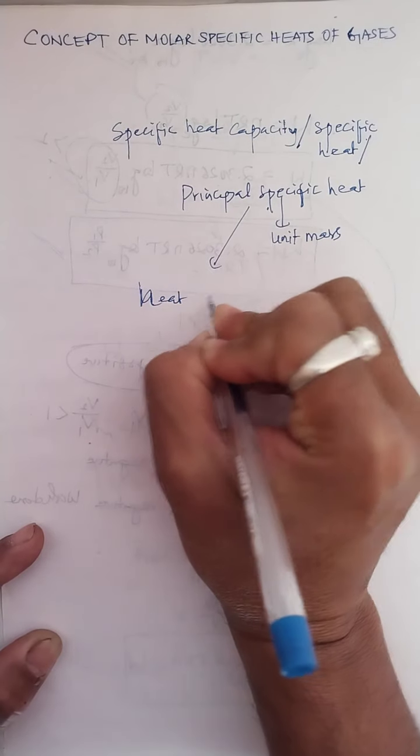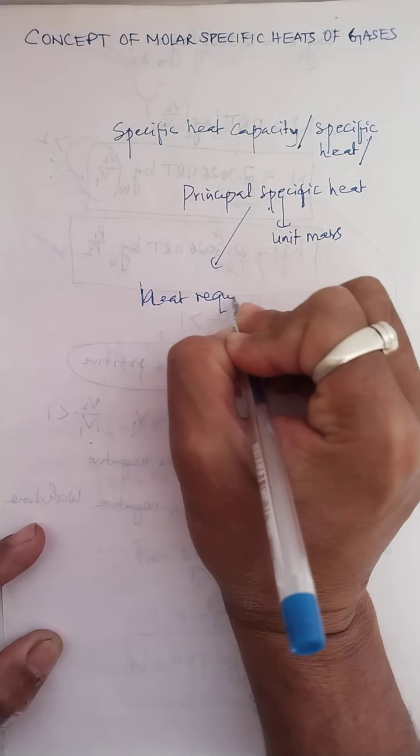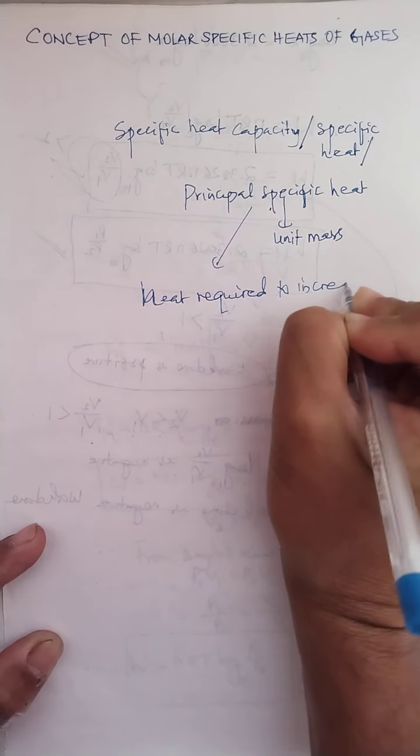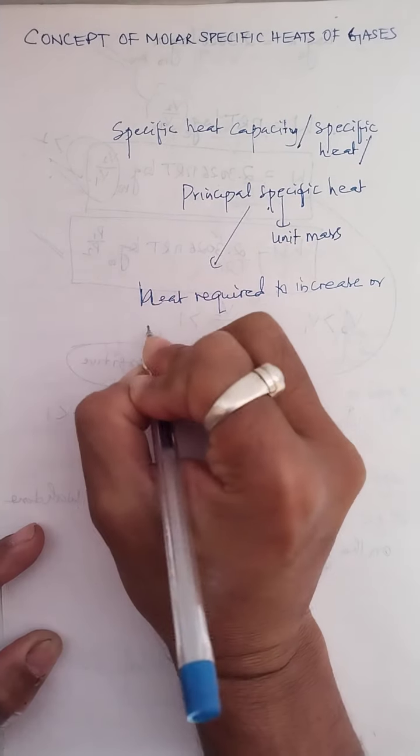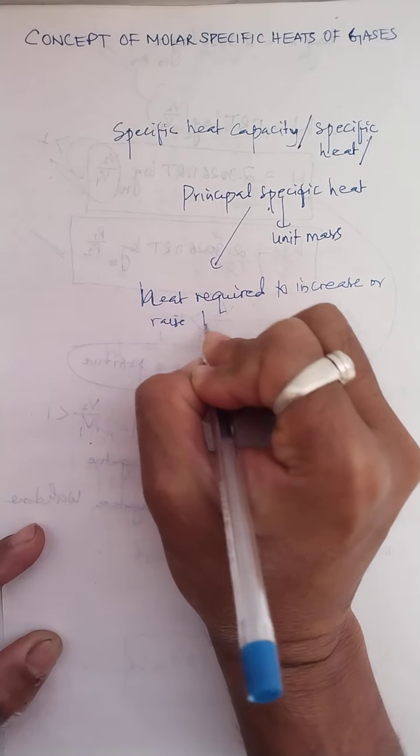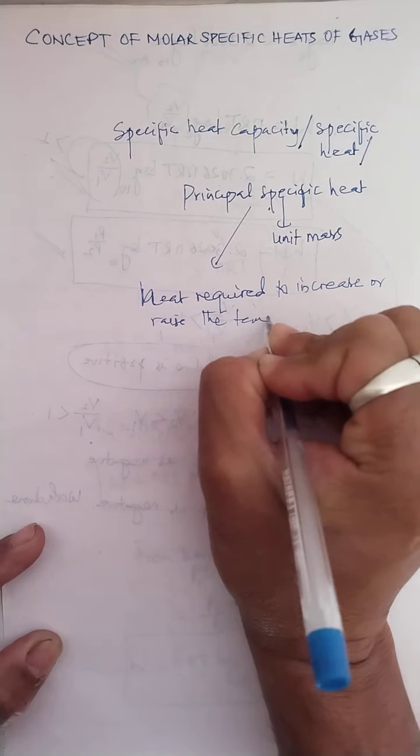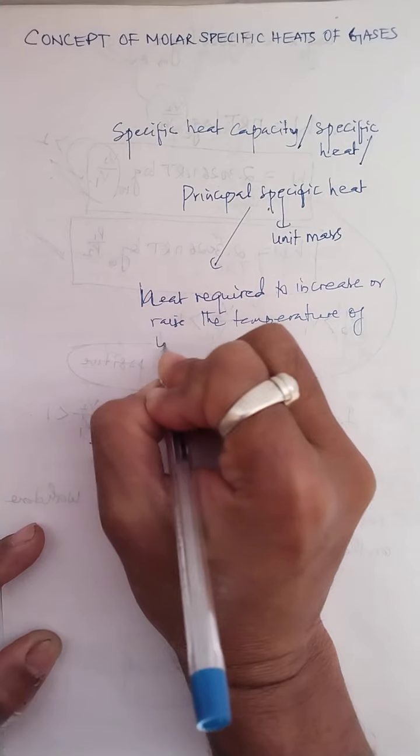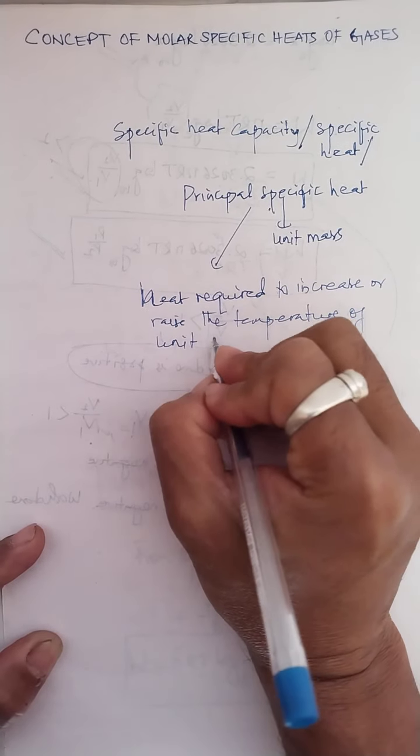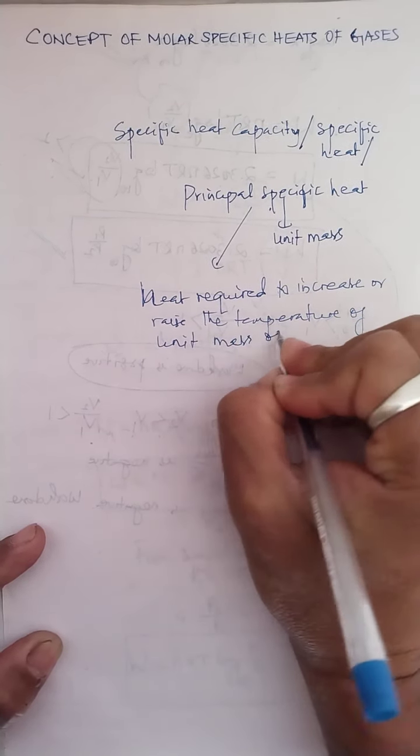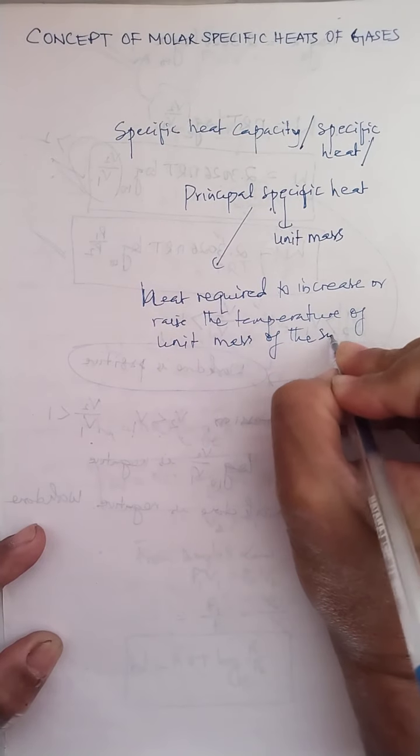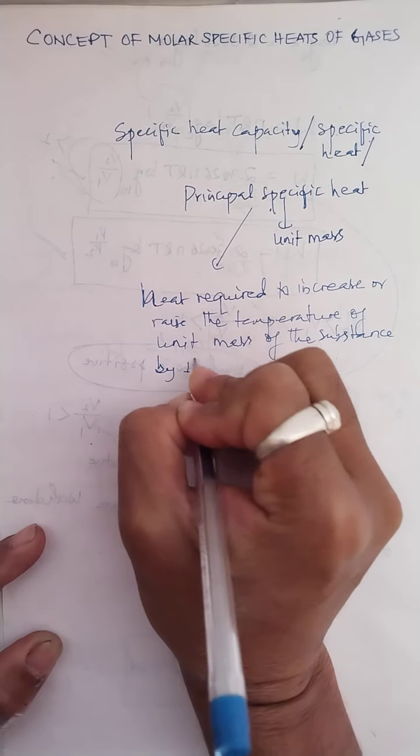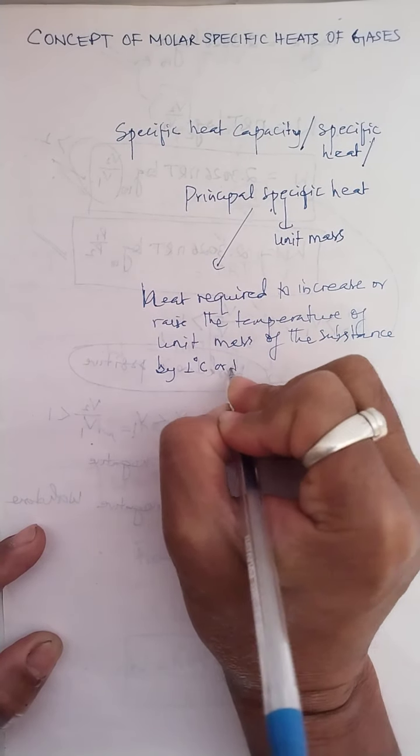The heat energy required to raise the temperature of unit mass of the substance, any substance, by 1 degree Celsius, which is also equivalent to 1 Kelvin.